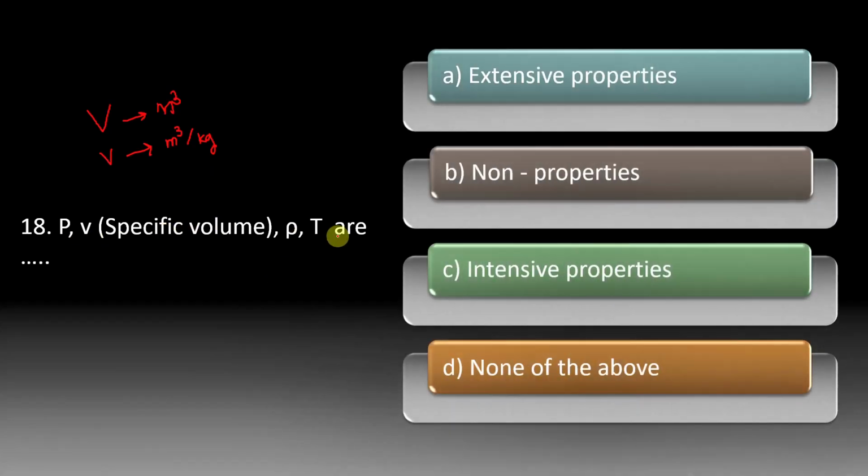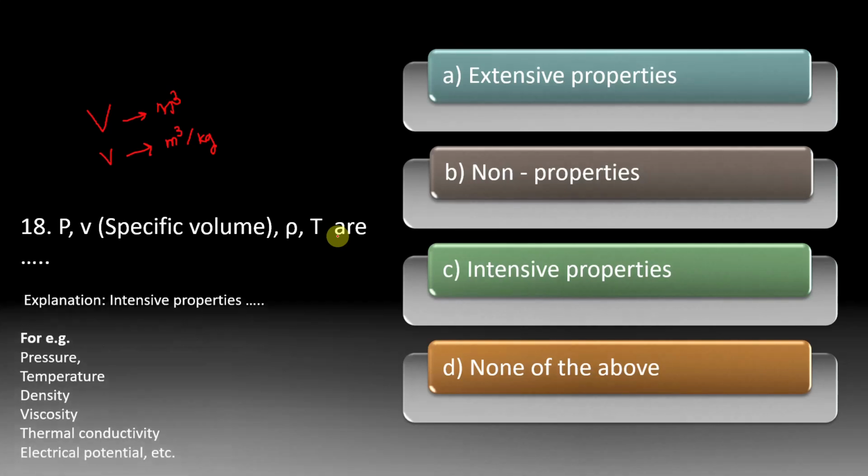These are which type of properties? The options are extensive property, non-properties, intensive properties, and none of the above. So the answer is intensive properties. Always remember that pressure, specific volume, mass density, and temperature are properties which are independent of the mass of the system, and therefore those are known as the intensive properties.